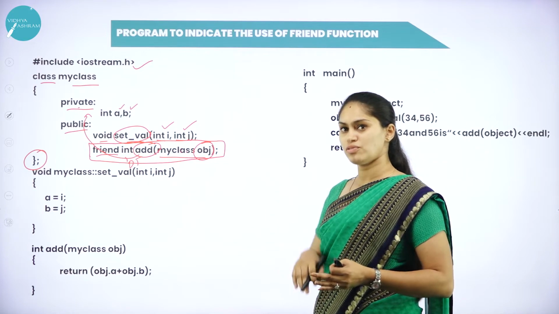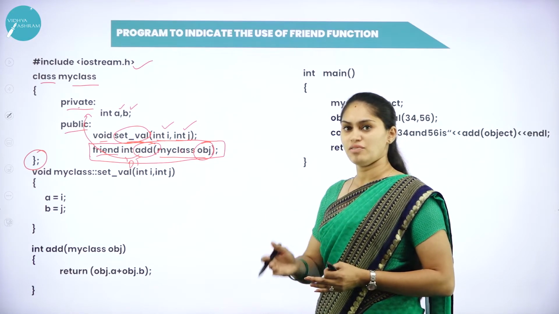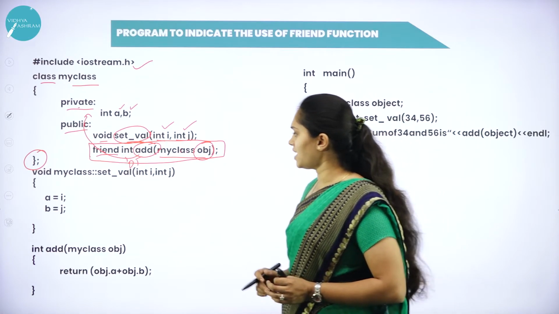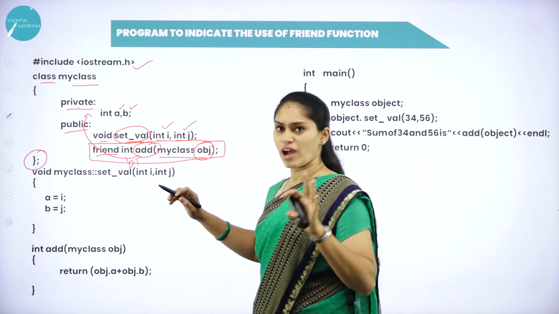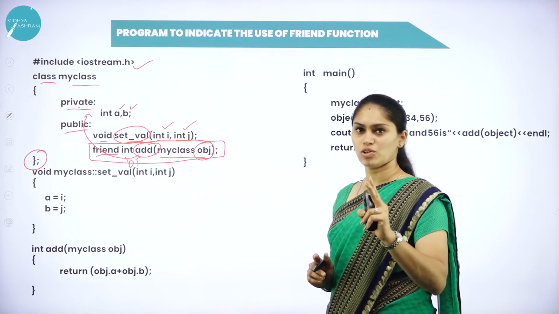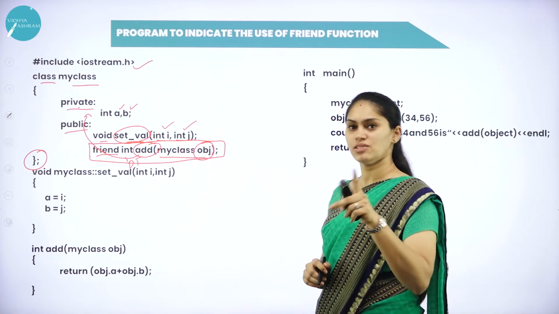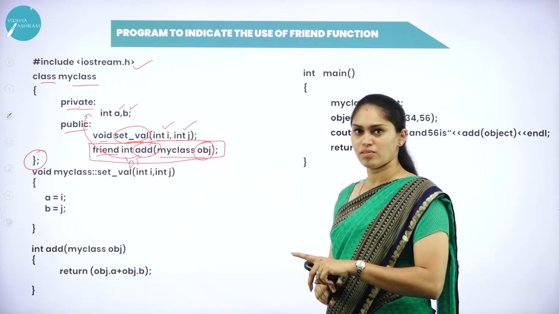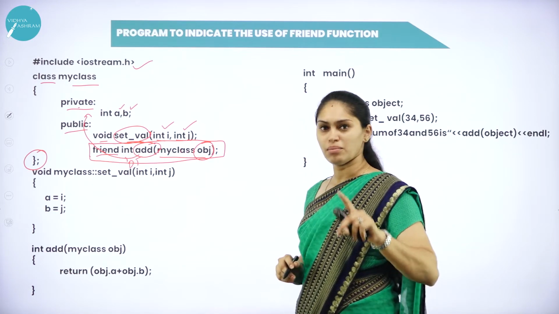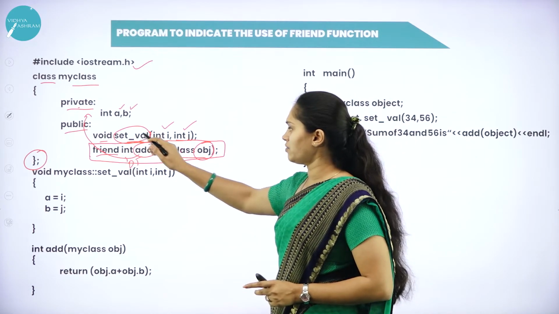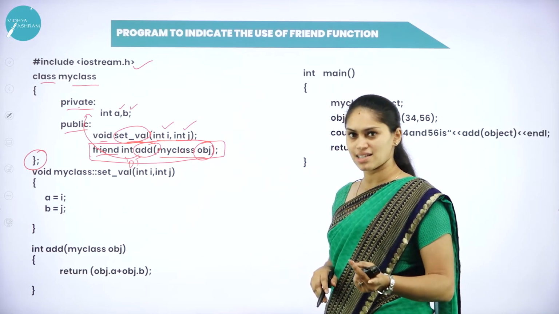Where I am supposed to define the friend function, it must be outside the class definition. Okay, we'll see how to define that one. Here you have to remember one thing. I have two functions here, set val and add. Add is a friend function, that is a non-member function, but set val is a member function of a class called my class.